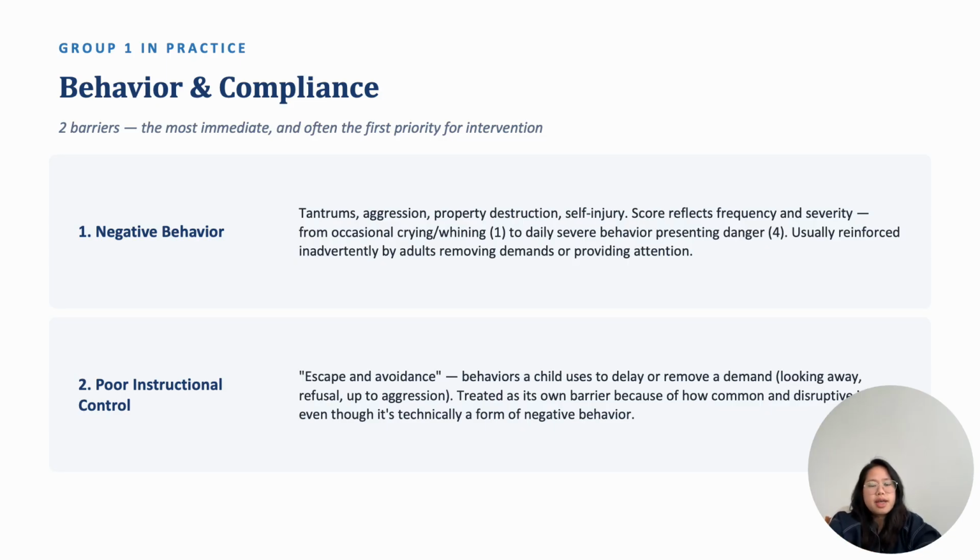Next, poor instructional control refers specifically to escape and avoidance. These are behaviors a child uses to delay or remove a demand placed on them, ranging from mild things like looking away and not responding up to aggression. It's treated as its own separate barrier, distinct from general negative behavior, because of how common it is and how disruptive to teaching it is on its own.